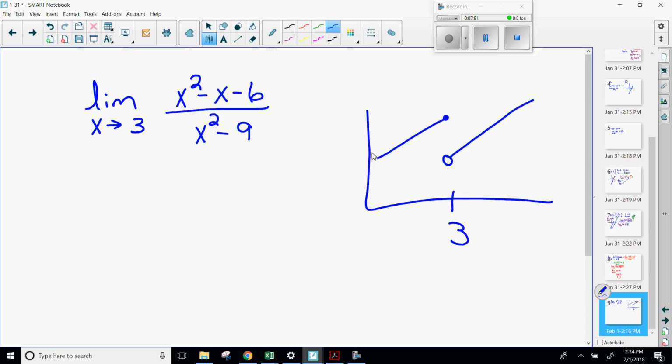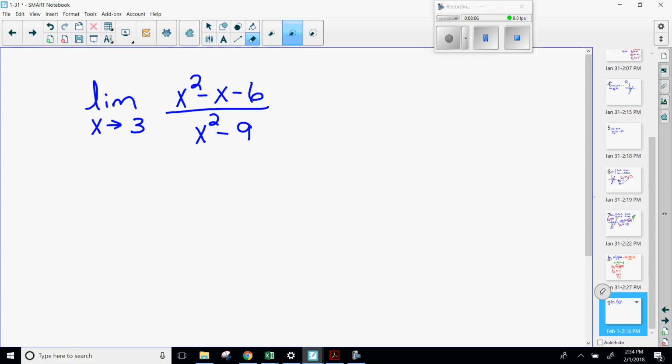So we have to be careful when we just say factor, because sometimes you might just have 0 over a number and the answer is 0. Factoring isn't always the first thing you want to do. The first thing you want to do is substitute it in and see what you get. You do not factor unless you get 0 over 0. So I could substitute in 3, and I do not have to write the limit because I am putting that number in.